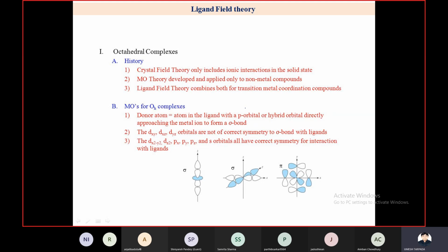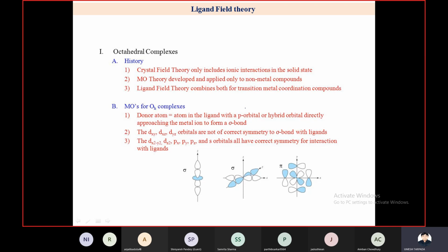But here, ligand field theory is basically similar to crystal field. See, crystal field theory only includes ionic interaction in the solid. There is no covalent interaction. MO theory is developed and applied only to non-metal complexes. So ligand field theory is a combination of both transition metal as well as coordinate compounds, and it includes both ionic interaction as well as covalent.